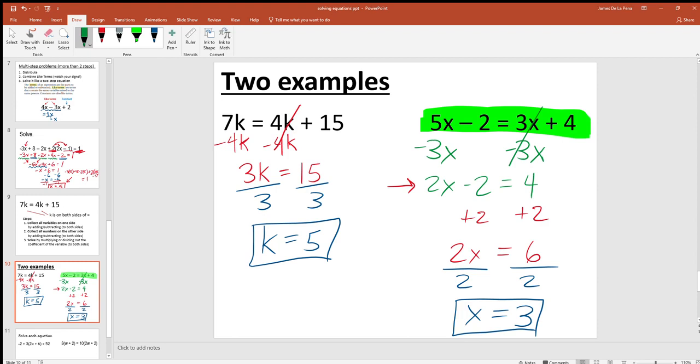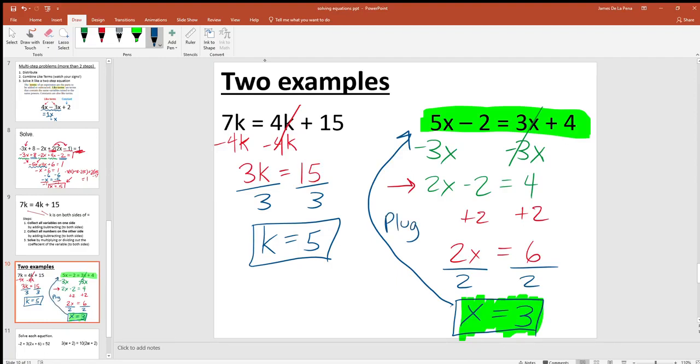So we solved it out. We worked backwards, and we solved it out. We got x equals 3 as our solution. To check our work, and make sure that it's correct, we can go back and plug this in. So let's plug this 3 back into our original.